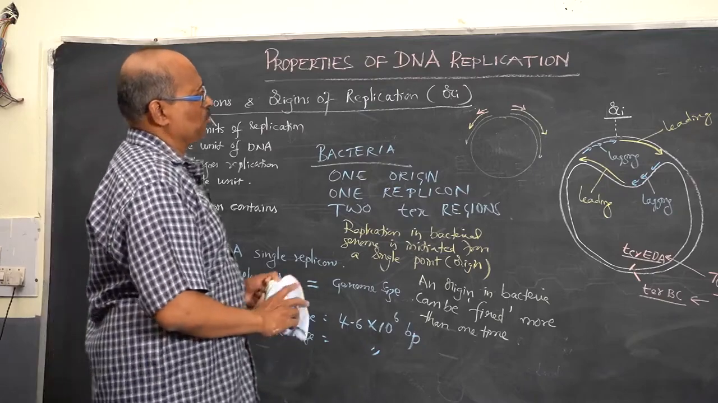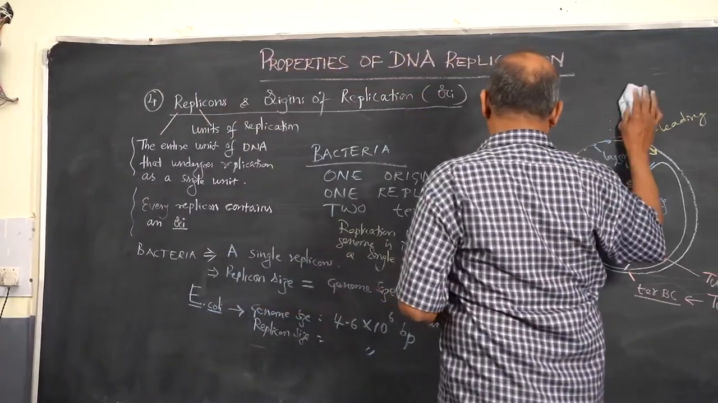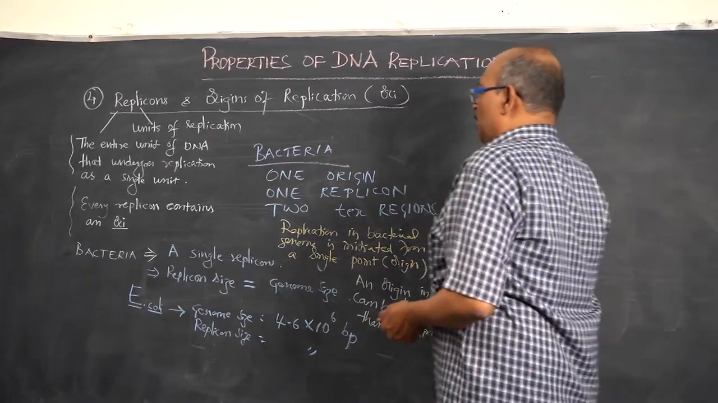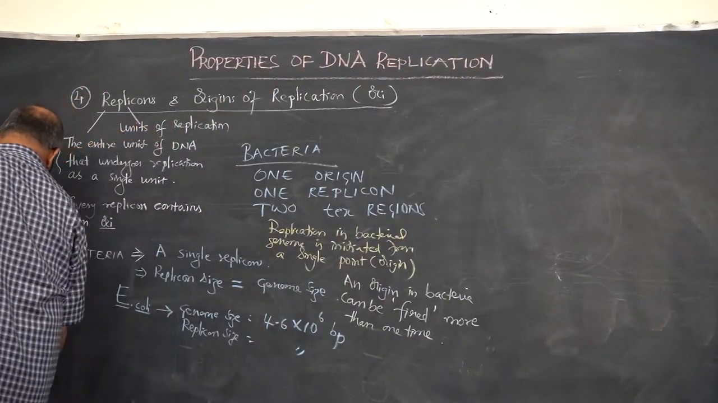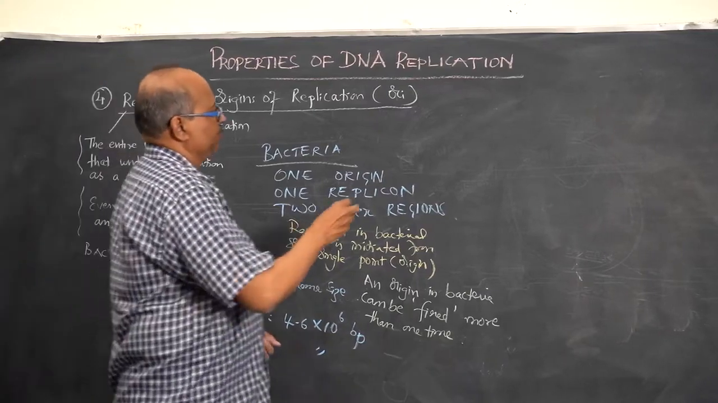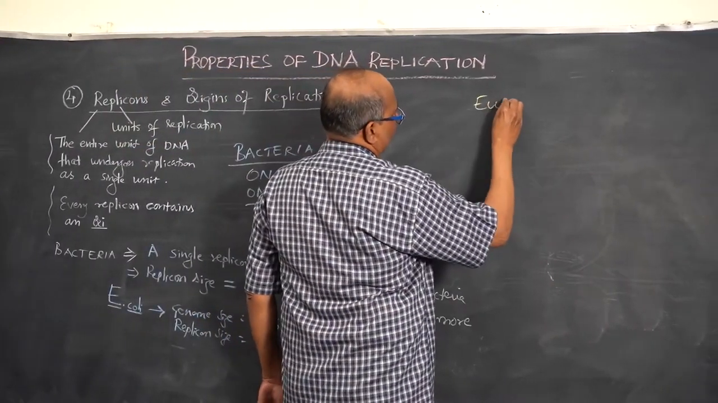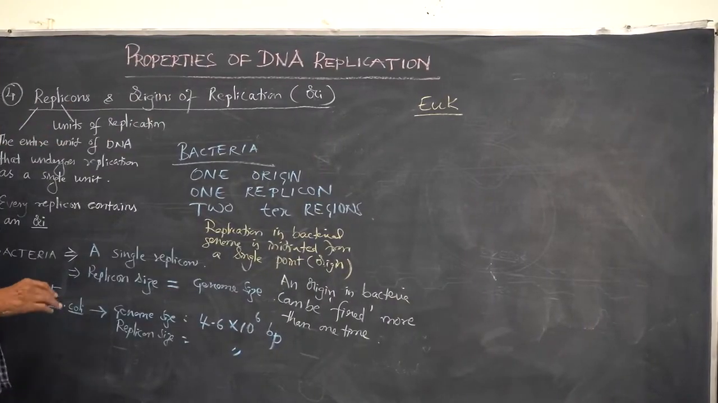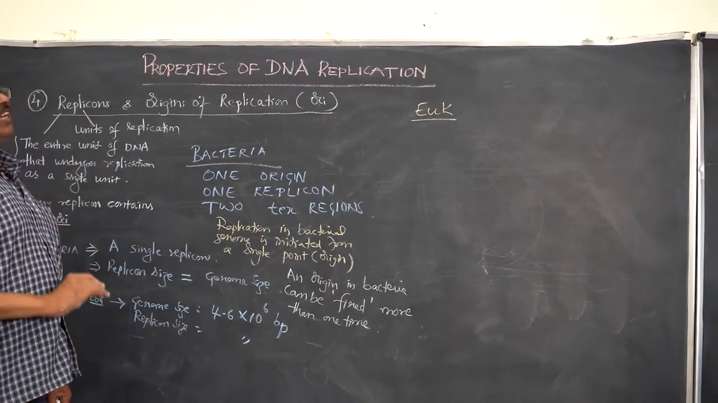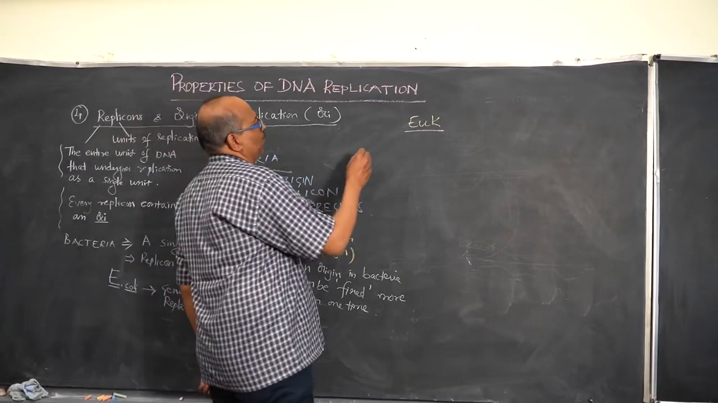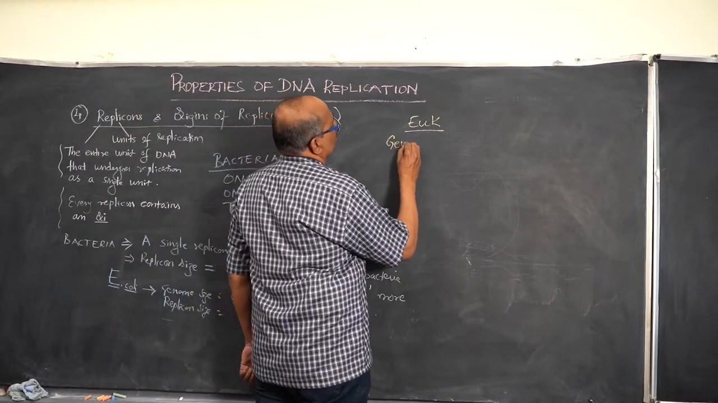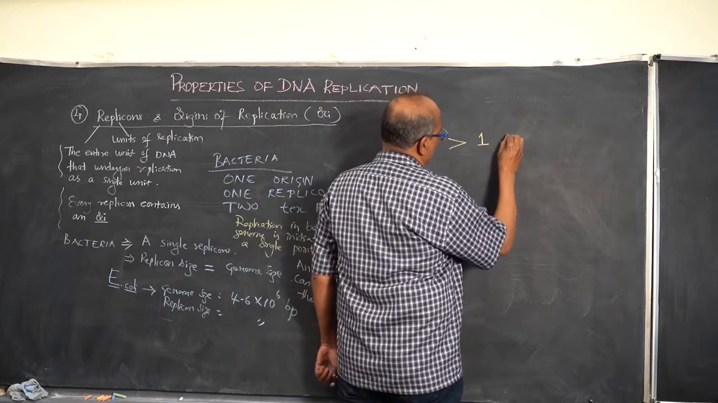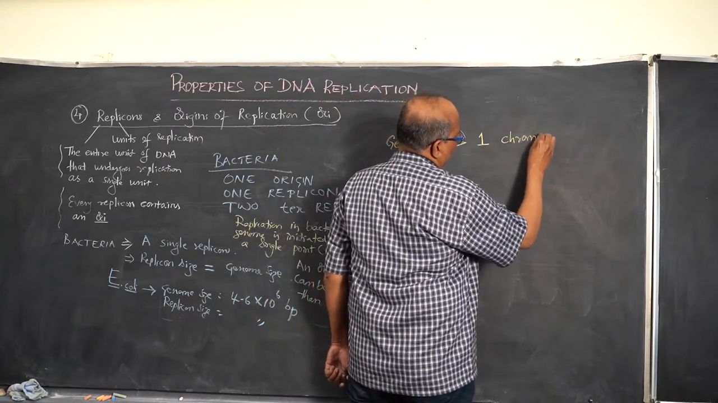What about the eukaryotes? When you take eukaryotes, you have distinctions. The first distinction is that in bacteria generally, the entire genome is organized into one chromosome. In eukaryotes, the genome is usually organized into more than one chromosome.